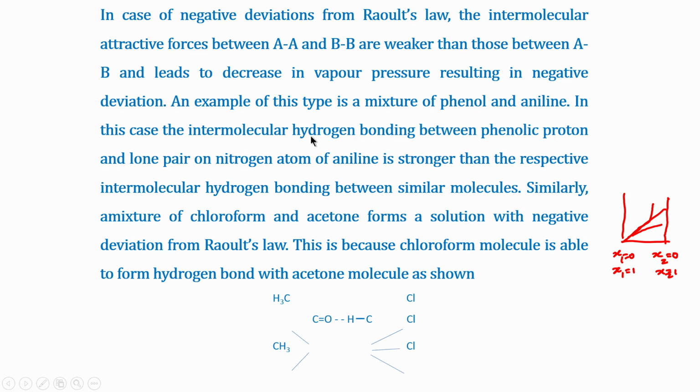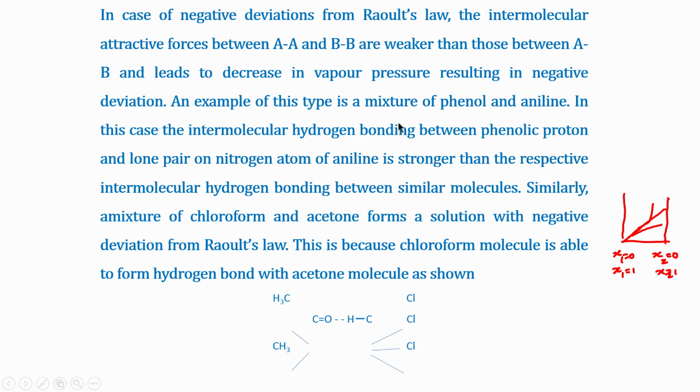So, what happens? In this case, the intermolecular hydrogen bonding between the phenolic proton and the lone pair of electrons on the nitrogen atom is stronger than the respective intermolecular hydrogen bonding between similar molecules. This is slightly more technically put, but what you can say is that intermolecular hydrogen bonding between phenol and nitrogen is greater than that within the aniline.